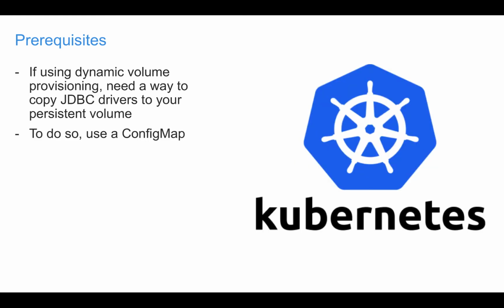Some Kubernetes clusters support dynamic volume provisioning. This allows persistent volumes to be created automatically when your Helm chart is installed. If your cluster supports dynamic volume provisioning, you will not need to manually create the two persistent volumes we just talked about. However, the extlib persistent volume still needs to contain your JDBC driver at install time. In order to copy your JDBC driver to the extlib persistent volume at install time, we will use a config map. I will not be using dynamic volume provisioning in this video. However, I do use it in a video I made where UrbanCode Deploy runs in IBM Cloud Private, so you may check out that video if interested.